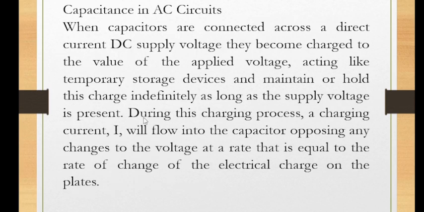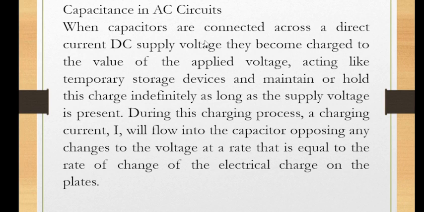Capacitance in AC circuit. Don't forget capacitance is the ability of a capacitor to store charges. So now we want to talk about capacitance in AC circuits. When capacitors are connected across a direct current, DC, supply voltage, they become charged to the value of the applied voltage. You remember that we said they can store charges because of the dielectrics between them, which will not allow current to flow. That is why capacitors are able to store charge.